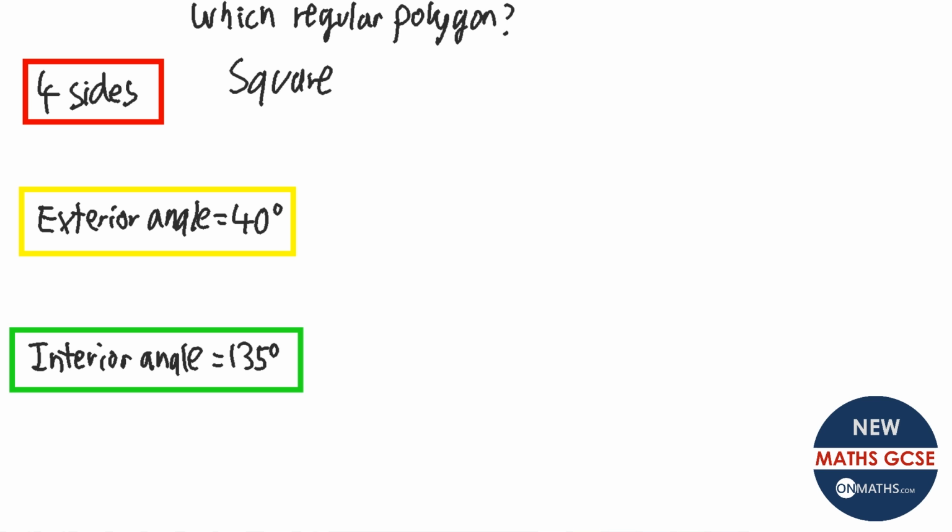Exterior angle equals 40. Now, one thing you need to know about exterior angles is they always add up to 360. So if I do 360 divided by 40, which is actually the same as 36 divided by 4, but I'm going to use a calculator. So 360 divided by 40 equals 9. So it's a 9-sided shape. And I've got to think, oh gosh, what's a 9-sided shape? Well, that's called a nonagon.